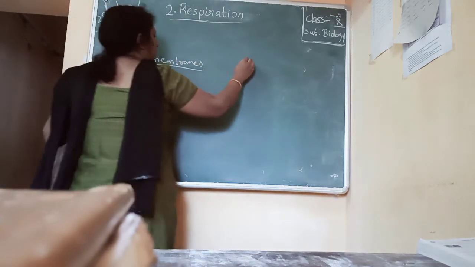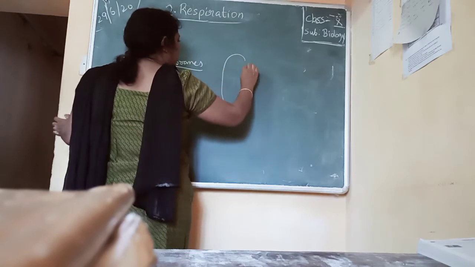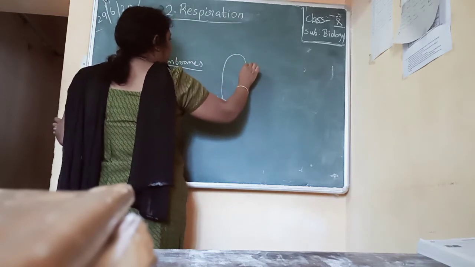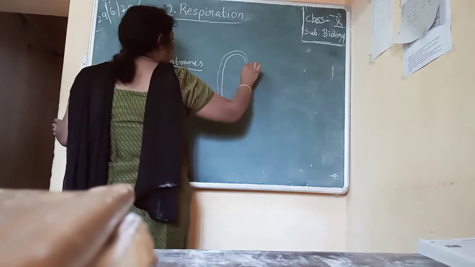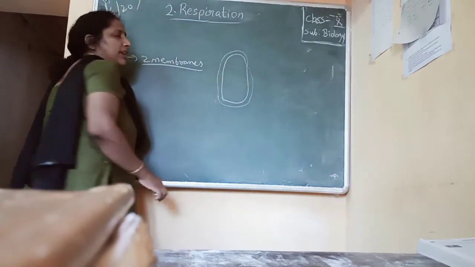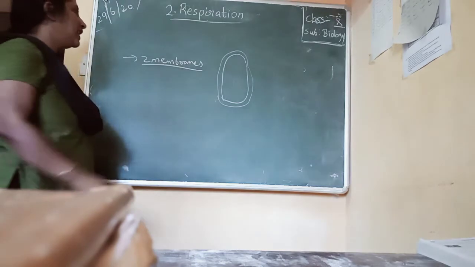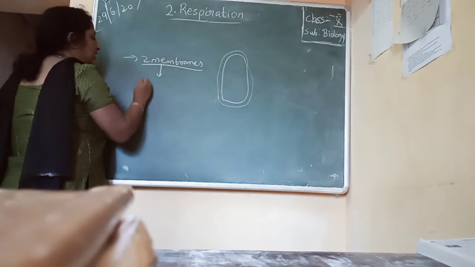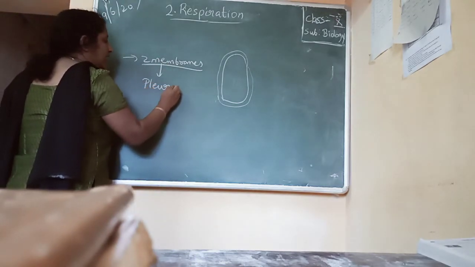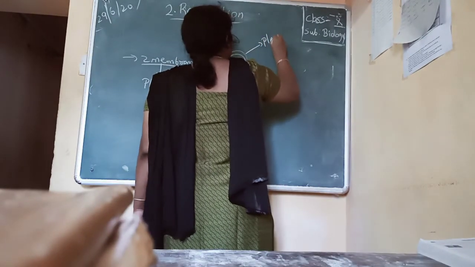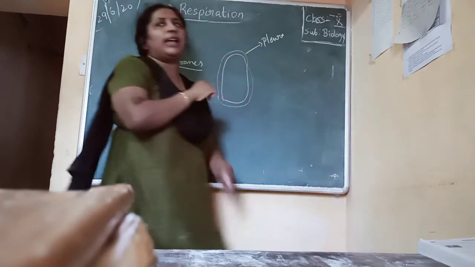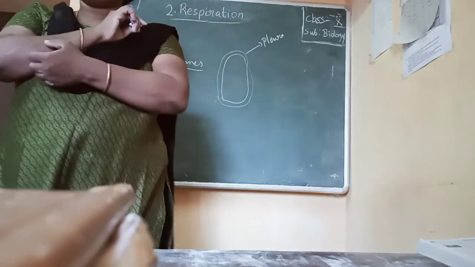So if this is your lung, it is covered by one more membrane. So lungs are made up of two membranes. These membranes are called pleura. Okay. So lungs are covered by a membrane called pleura.